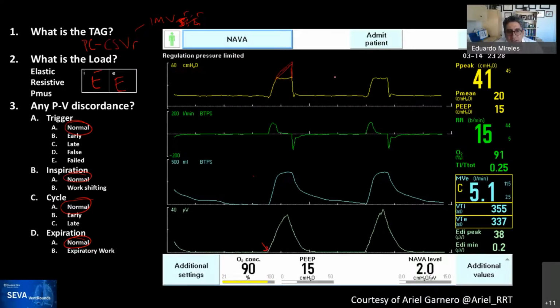However, it did not. It's actually truncated. And the reason why it's truncated, actually you can see regulation pressure is limited, is because the software, when you set your NAVA level, the NAVA level is essentially you're gonna get 2 centimeters of water for each millivolt. And you can see here that the peak millivolts are 38. You multiply this by 2, you're gonna get up to 60 of pressure. So the peak pressure on this patient was set up, and the way that the NAVA works is that it will not let you go, I think it's 5 centimeters below the peak set pressure limit. I think that's it.